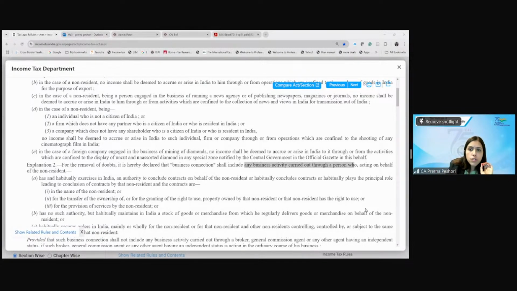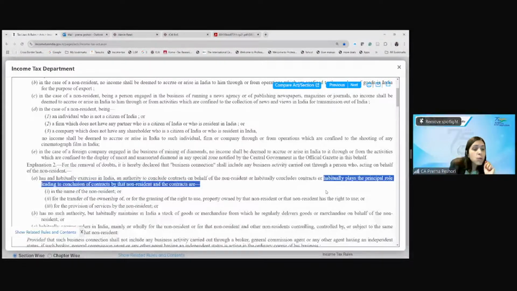And what did it introduce? This particular phrase. This phrase was not there prior to 2017. So what does it say? Or habitually plays the principal role leading to the conclusion of the contracts by that non-resident. Meaning the agent is not concluding the contract, but the principal is doing that, but he is playing the principal role leading to the conclusion of contracts. He is just not concluding the contract formally, but he is doing everything which is resulting in the conclusion of the contract.